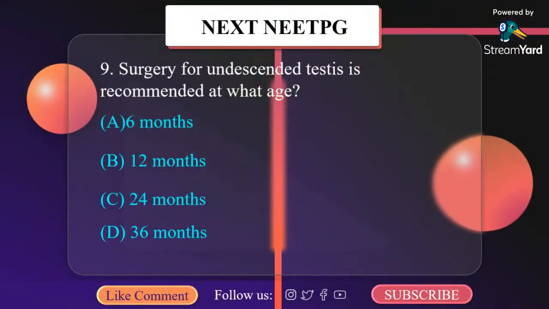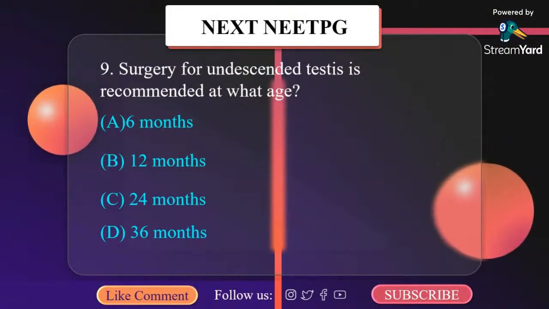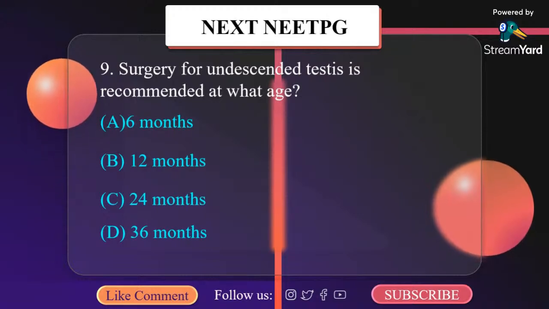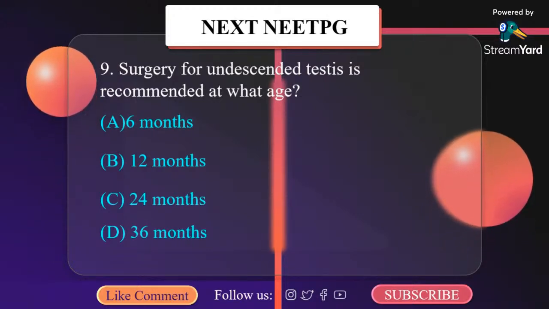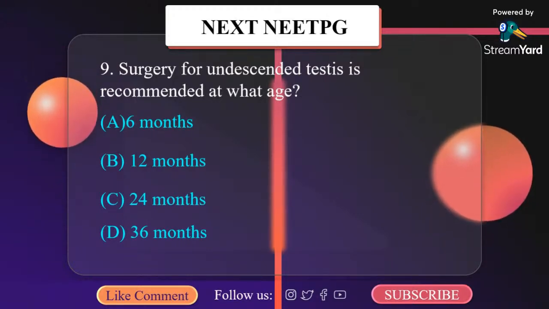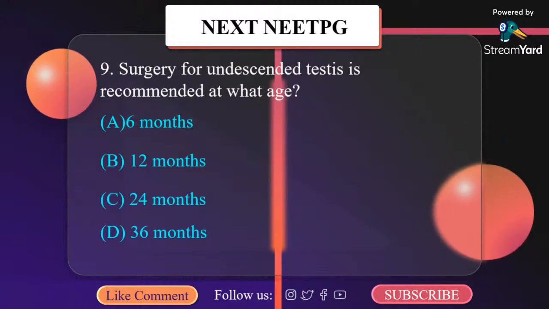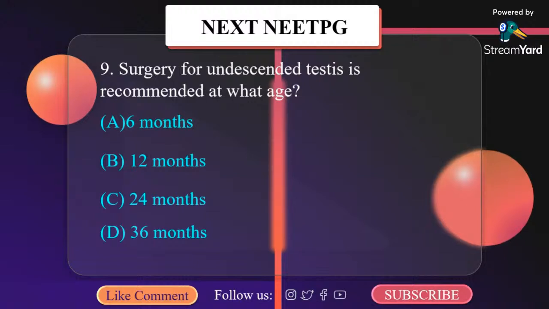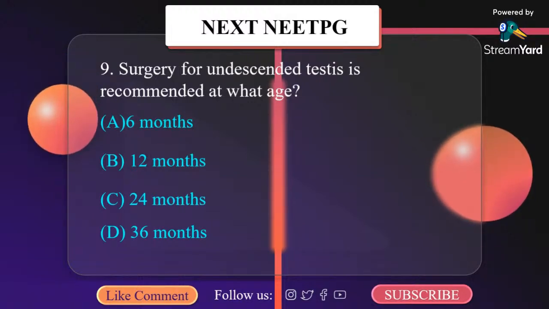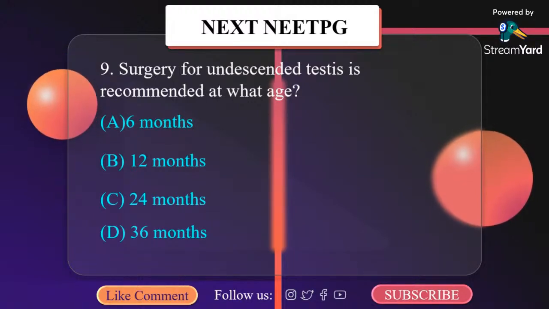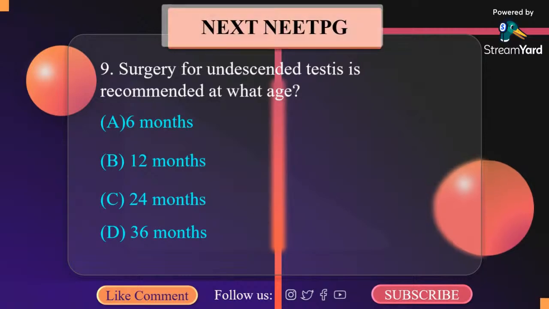Surgery for undescended testis is recommended at what age? A. 6 months, B. 12 months, C. 24 months, D. 36 months. It is 6 months. Optimum age for surgery in case of undescended testis is 6 months. The surgical procedure done is called orchidopexy. Early intervention should be considered in order to theoretically prevent the complication of cryptorchidism that may be manifested before 1 year of age.